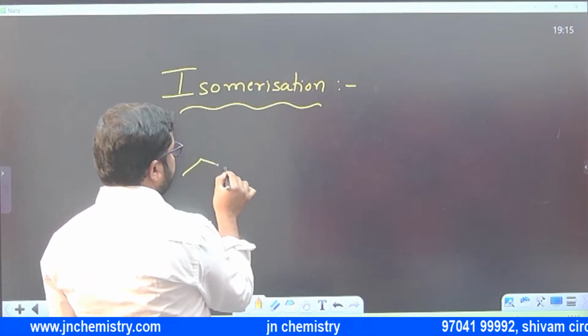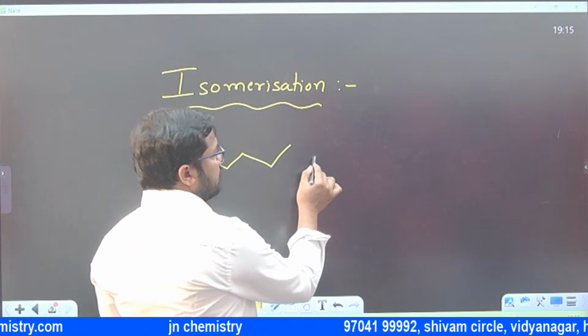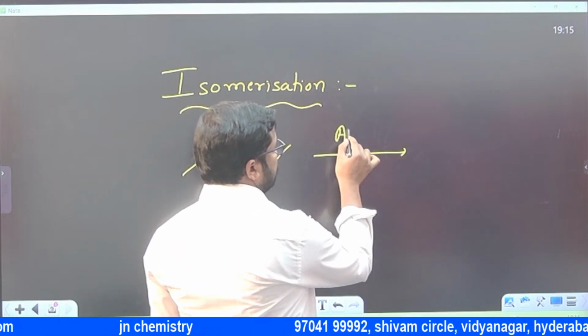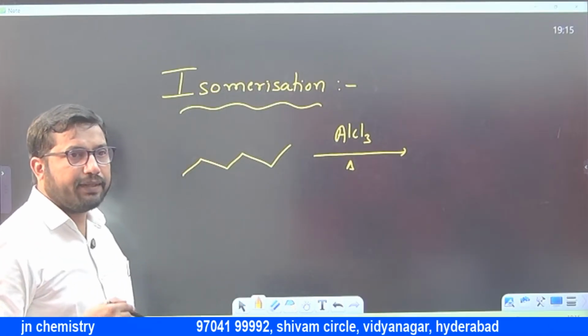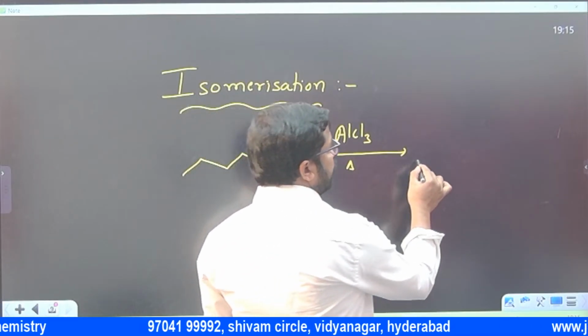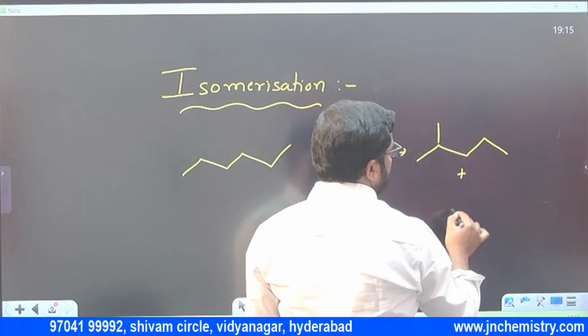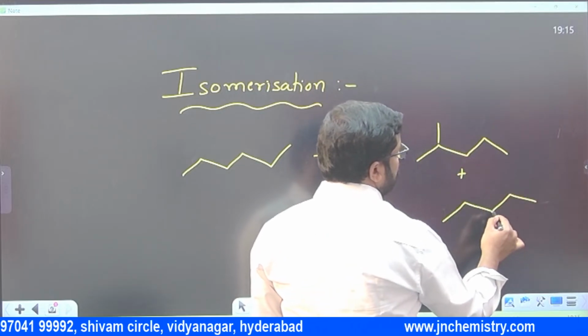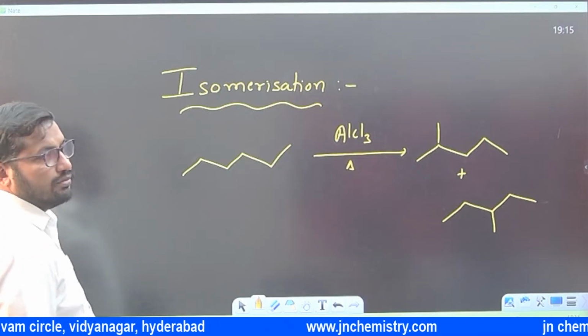For example, if we take n-hexane, 1, 2, 3, 4, 5, 6, on heating with anhydrous AlCl3, what exactly happens? Isomers. What are isomers? Compounds which have the same molecular formula but differ in their structure. Chain isomers are formed like that. So write it down.